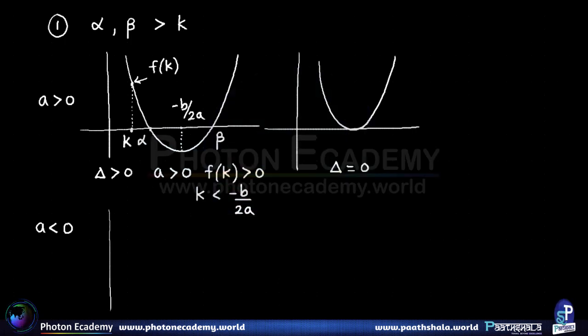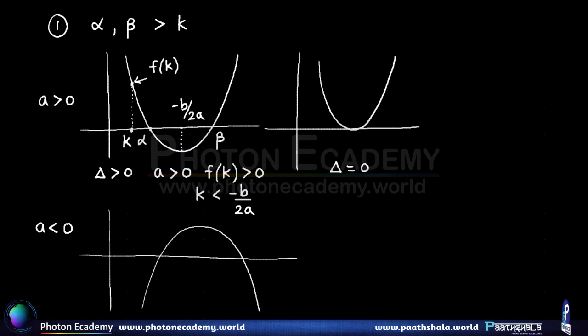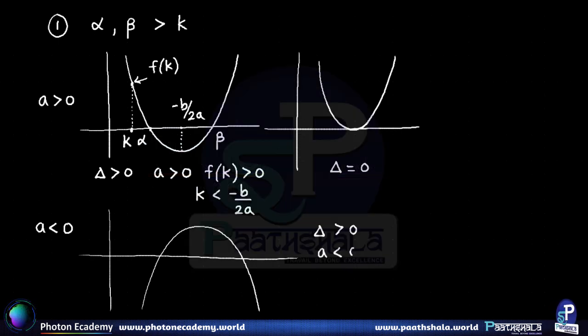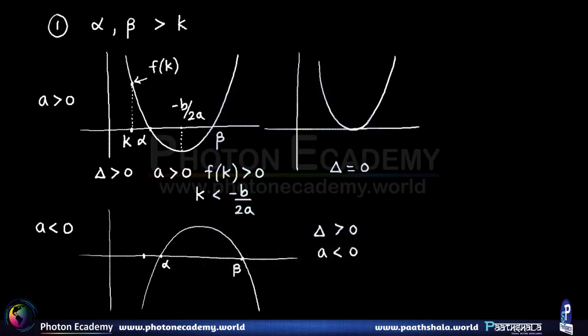So here also let us see the first condition, that delta is greater than 0. Then we have a less than 0, therefore the parabola is opening downwards. Now let's denote the roots alpha and beta, that's where the graph cuts the x-axis. Now once again, if you want alpha and beta to be bigger than a certain number k, then k must once again appear to the left of alpha.